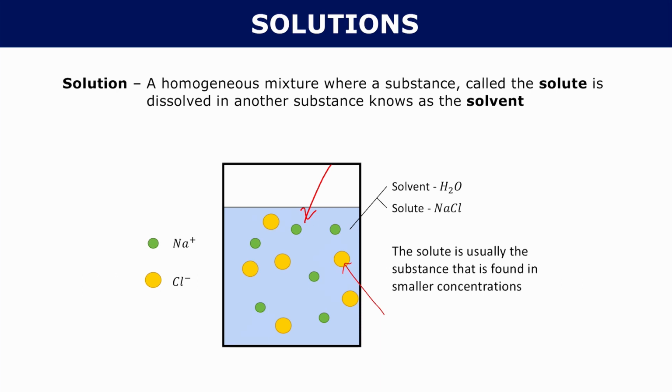A common thing you might have heard is that water is the universal solvent. And that's because water has a capability of dissolving a lot of substances. So most of the time, if you see water in a solution, water is almost always going to be the solvent. Okay, that's a solution. A solution is a homogeneous mixture where a substance known as the solute is dissolved in another substance known as the solvent. Now, your solution is going to be different based on the properties of the solute and the solvent. And one of the properties that we care about is going to be the phase.